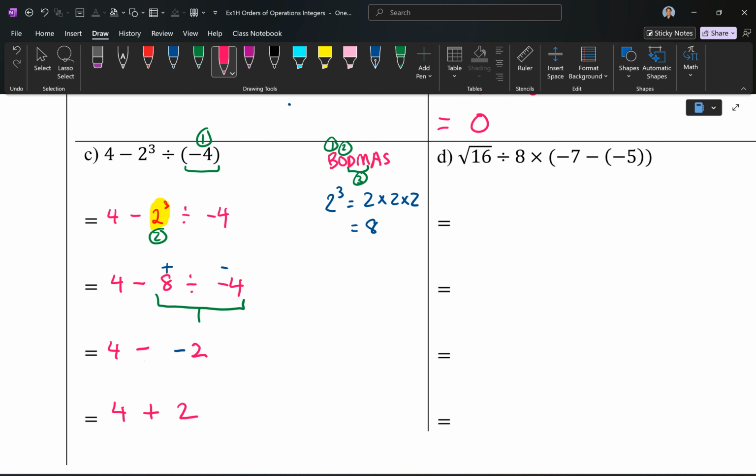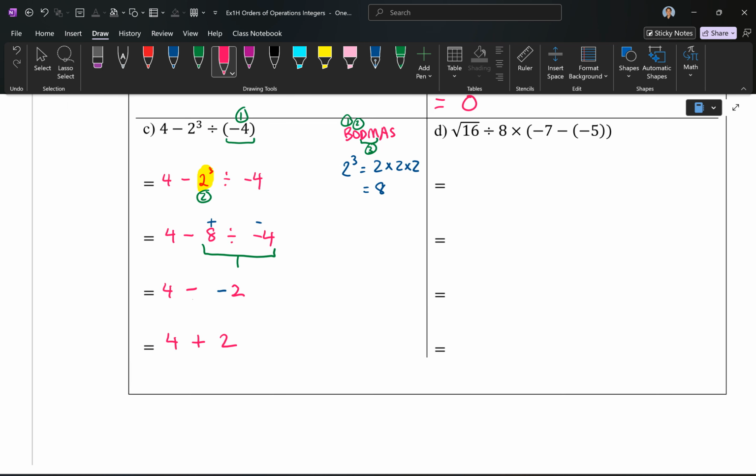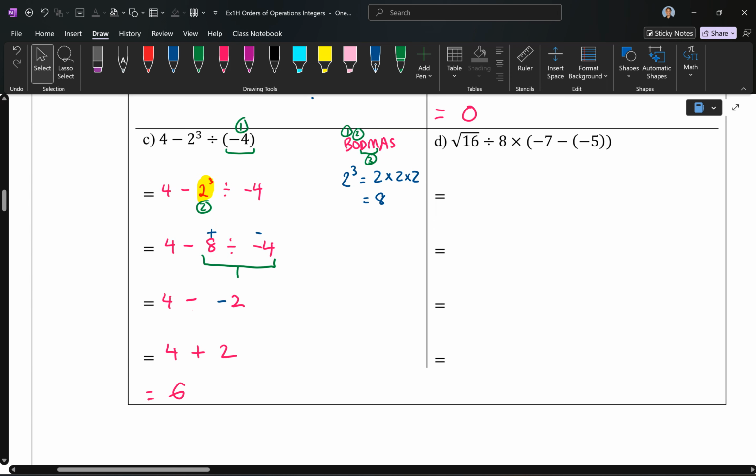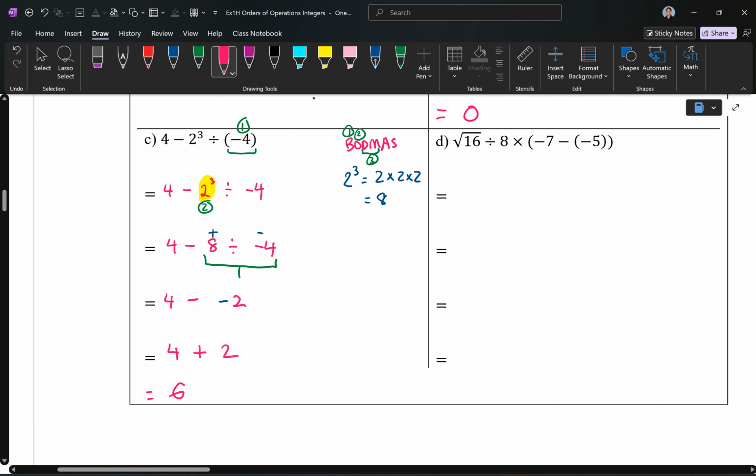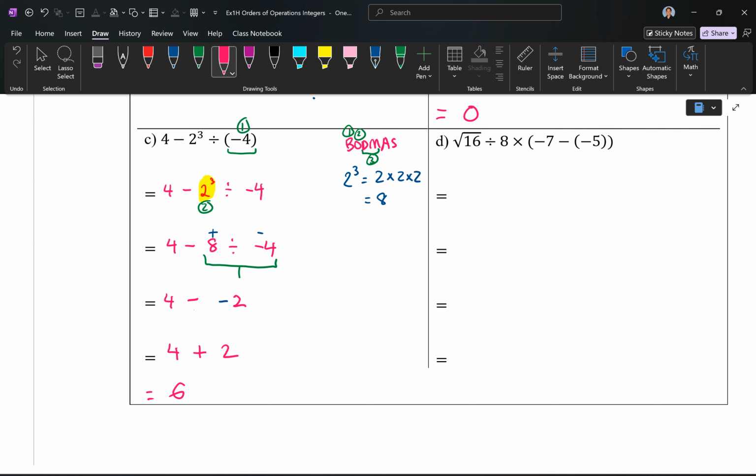So if you don't write that, some students can make a mistake. If you can do that in your head, fantastic. But I'm teaching you step by step. So 4 take away a negative is the same thing as saying plus. You're plussing 2 units. And 4 plus 2, what does that equal to? 6. So far, so good? Question, method, answer. Lay it out, take your time. I want accuracy over speed. I don't want you to rush through it. I'd rather you get it right and your layout's clear. Take your time, especially with BODMAS.